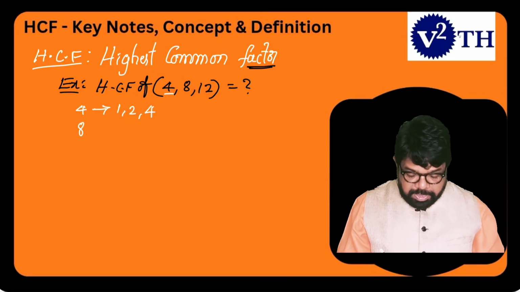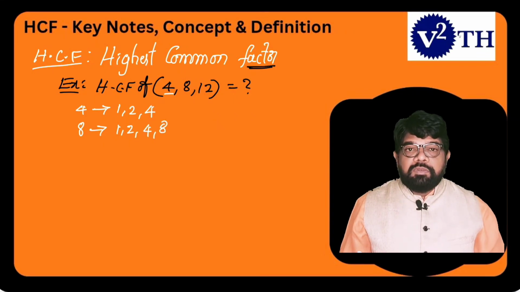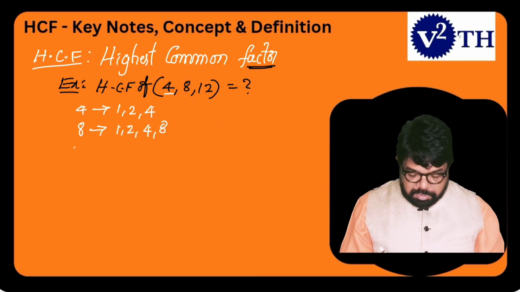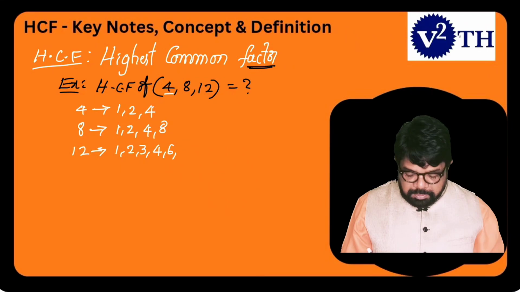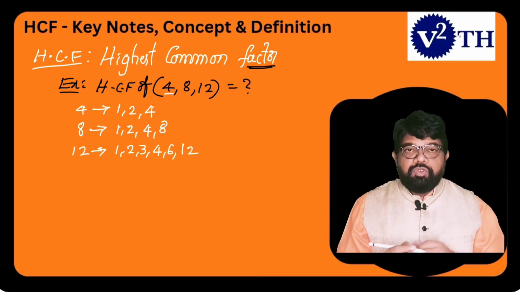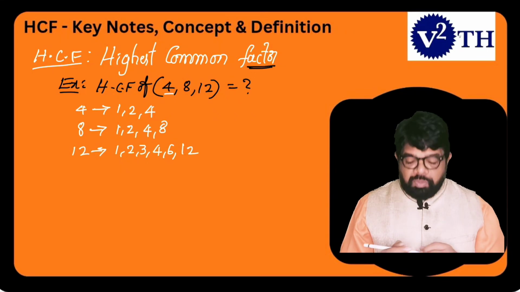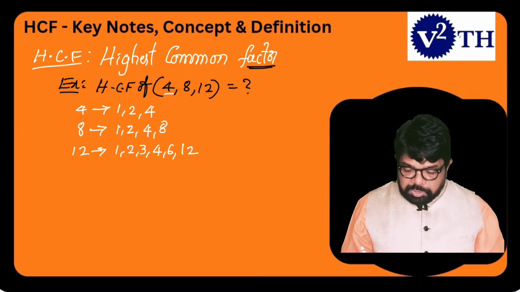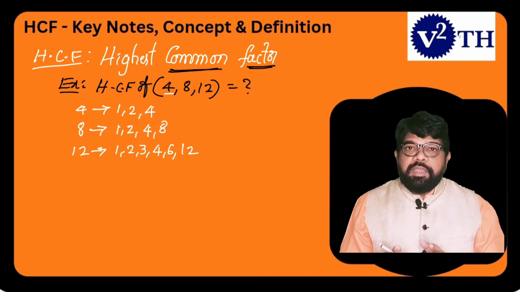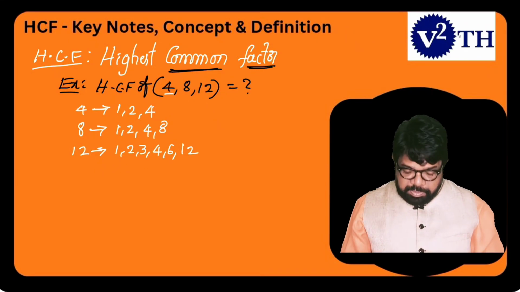Now, what are the factors of 8? 8 is divisible by 1, 2, 4, 8. So these are the factors of 8. Now, what are the factors of 12? It is divisible by 1, 2, 3, 4, 6, 12. These are the factors of 12. Now, by observing, we require common factors. For these 3, what are the common factors?